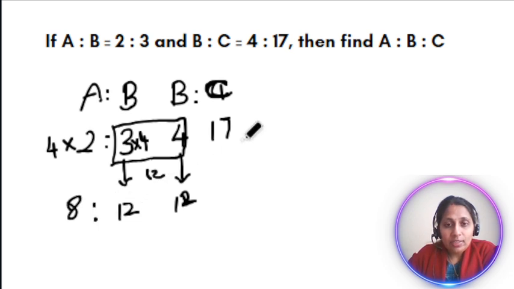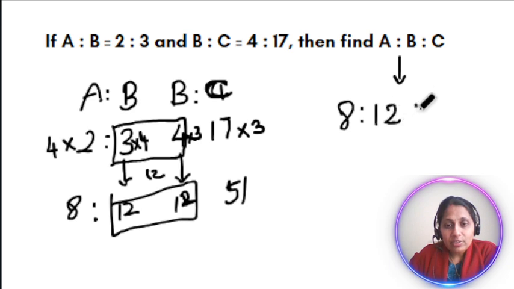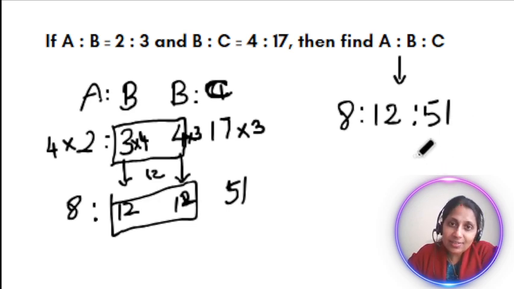8 is to 12. In the same way, here you have to multiply by 3 in order to get 12. So this also should be multiplied by 3, so you get 51. Now our B became the same, so we can simply write that A is to B is to C is 8 is to 12 is to 51. So that's our answer. It's very simple, right? Ratios are important, and once you understand them, any problem will become easy for you.